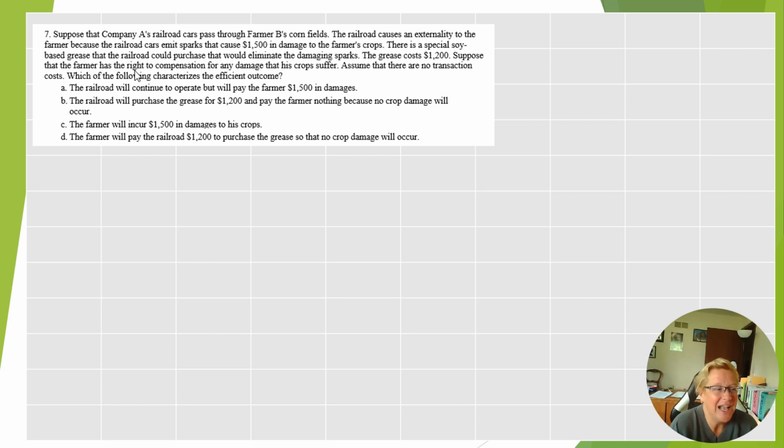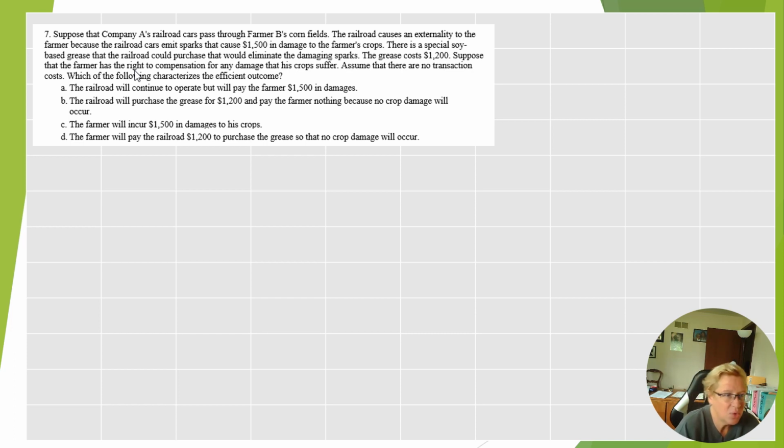Suppose that company A's railroad cars pass through farmer B's cornfields. The railroad causes an externality to the farmer because the railroad cars emit sparks that could cause $1,500 damage to the farmer's crops. There's a special grease that you can put on there to eliminate those damaging sparks, and that grease costs $1,200. Suppose that the farmer has the right to compensation for any damages. Assume there are no transaction costs. Which of the following characterizes the efficient outcome?